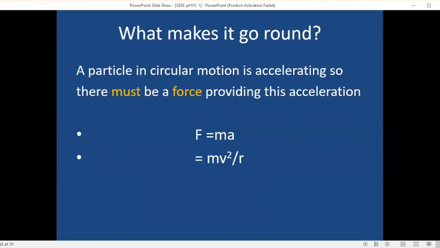What makes it go around? A particle in a circular motion is accelerating, so there must be a force providing this acceleration, which is the mass times the square of velocity over its radius. For you to know what is that force. So that force is mass times the square of the velocity over its radius, since we are talking about a circular motion.